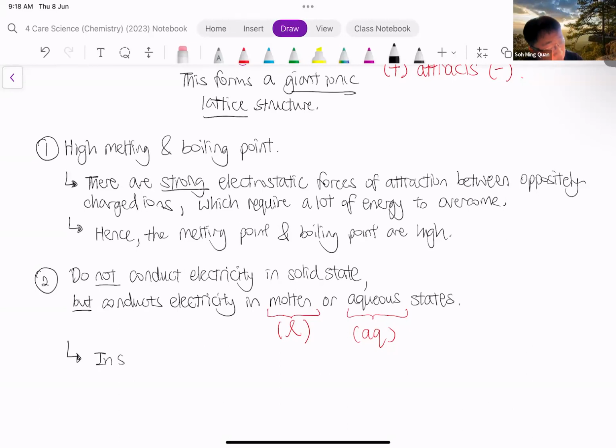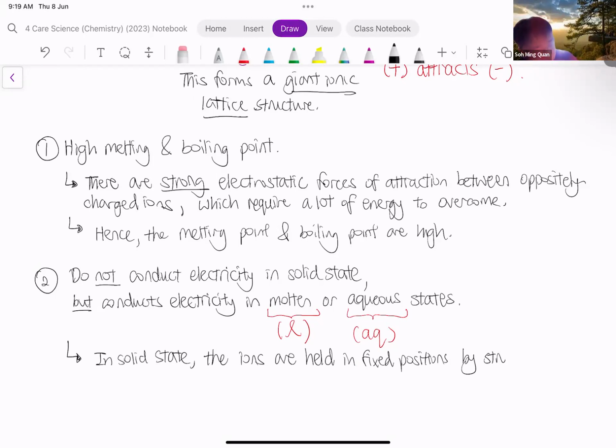So in the solid state, they don't conduct electricity. Why? Because the ions are held in fixed positions. And why are they held in fixed positions in the solid state? Some force must be holding them together. And the force we have just learned is an important 5-word phrase: strong electrostatic forces of attraction.